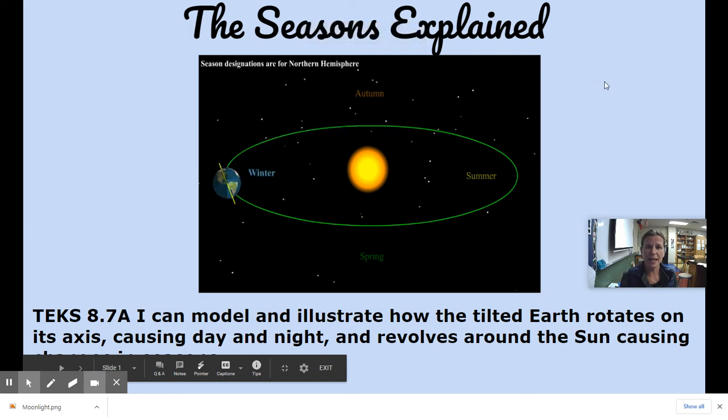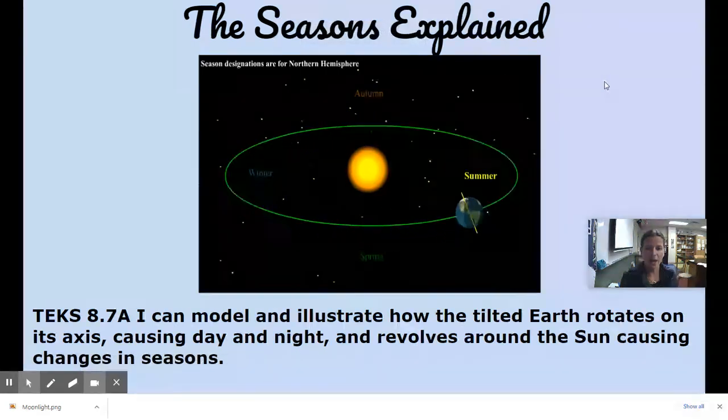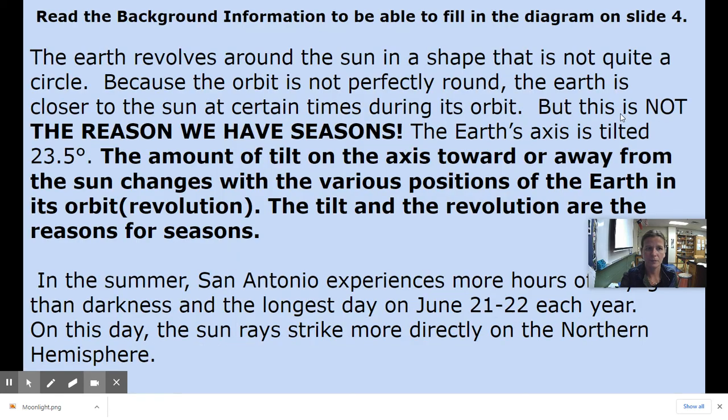The seasons explained. I can model and illustrate how the tilted Earth rotates on its axis, causing day and night, and revolves around the sun, causing changes in seasons. The Earth revolves around the sun in a shape that's not quite a circle. Because the orbit is not perfectly round, the Earth is closer to the sun at certain times during its orbit. But this is not the reason we have seasons.